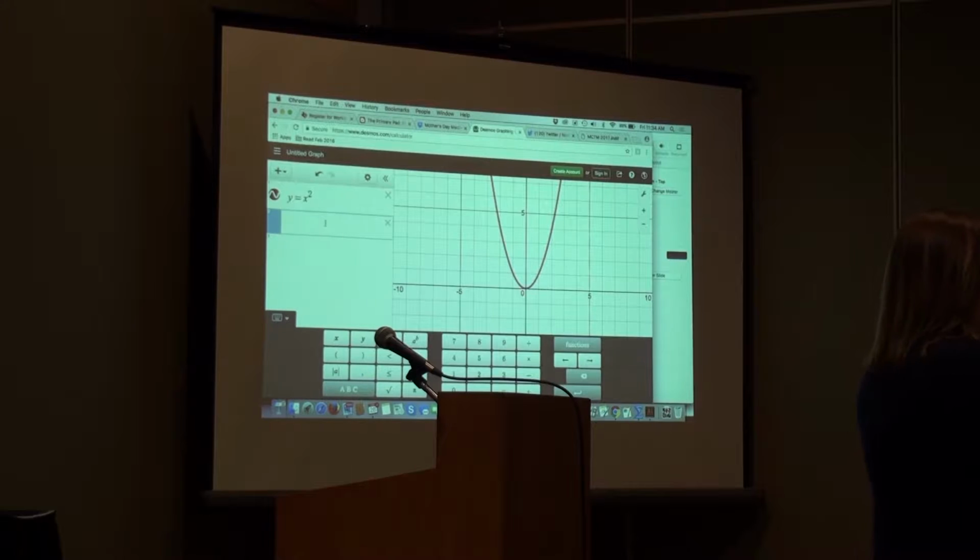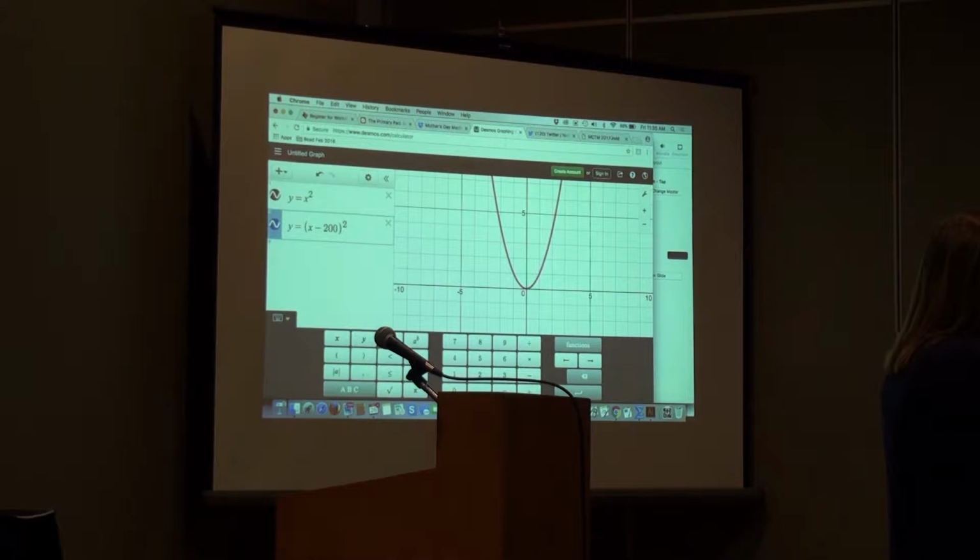Instead of graphing y equals x squared, I replaced x with x minus 200. Then I squared it. What would that graph look like? Where would it be? And what would be a good viewing window? Where can I go find it?